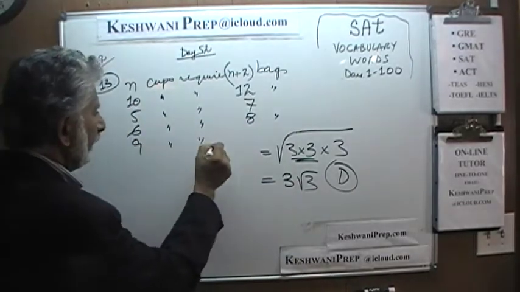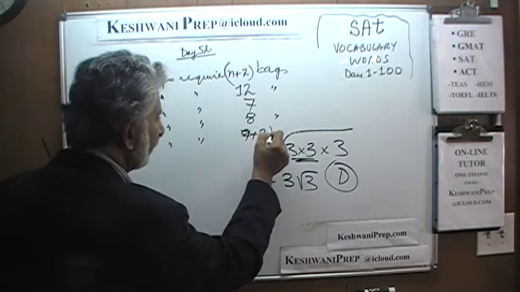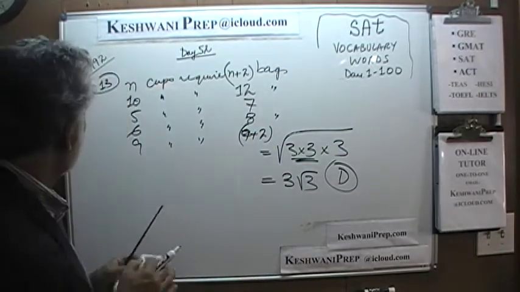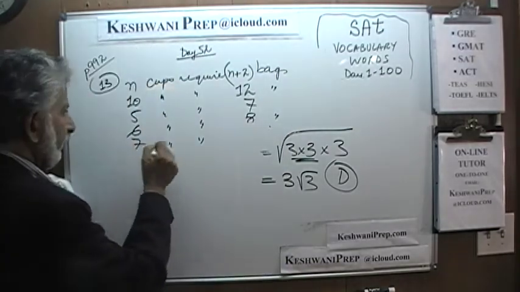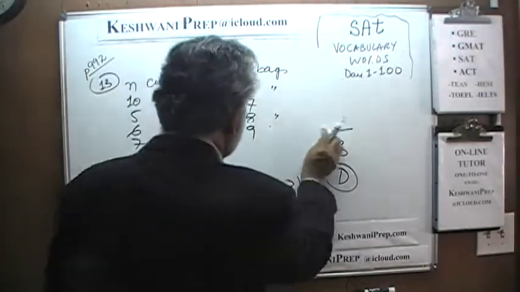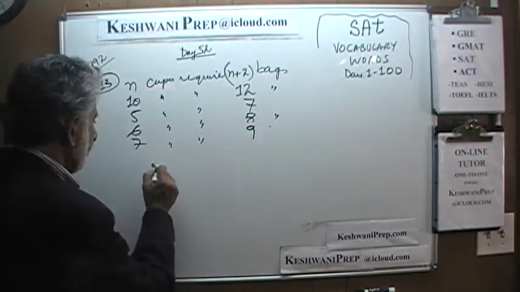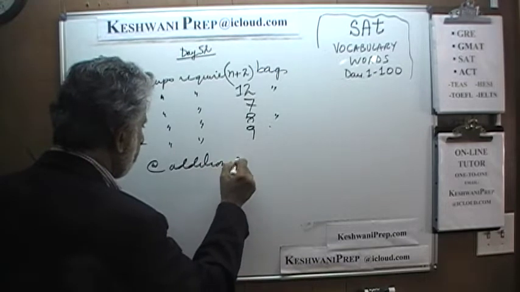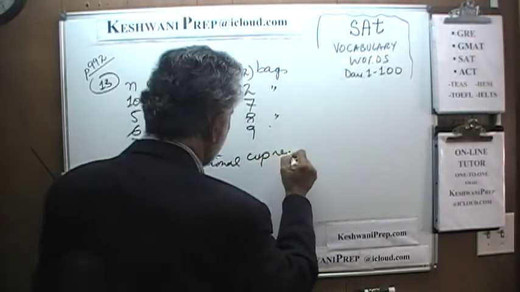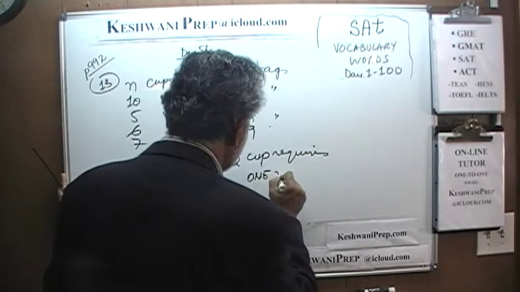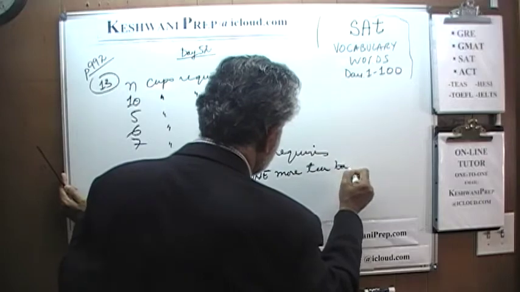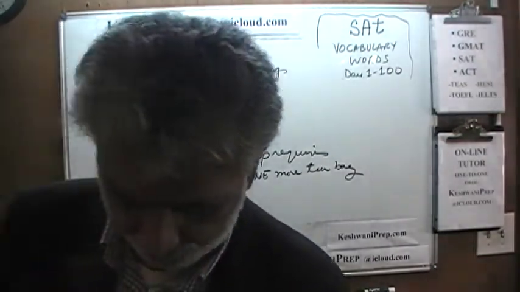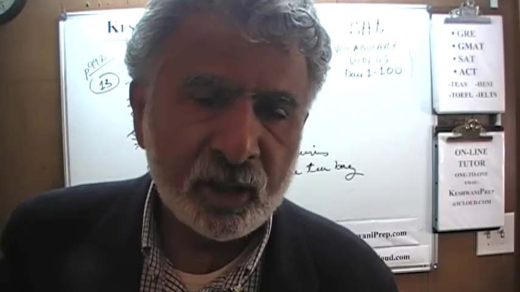If you make 7 cups, it will require 9 tea bags. What do we find? What we find is that each additional cup requires one more tea bag. There's nothing about sheltering. It's a very straightforward proposition. Each cup that you make requires one tea bag. The only difference is that in the very beginning, we have to have two extra tea bags for some reason.